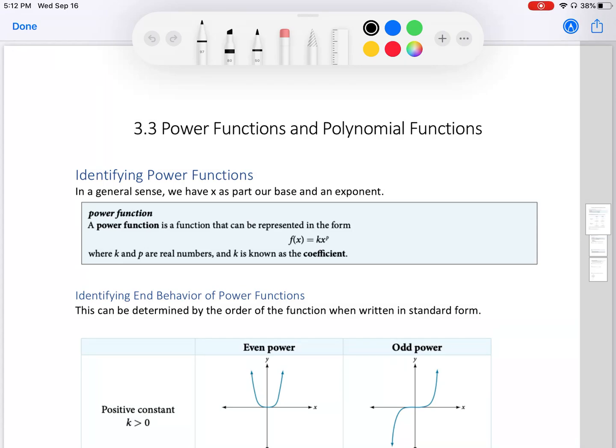Section 3.3, Power Functions and Polynomial Functions. We'll begin by identifying power functions. In a general sense, we have x as part of our base and an exponent. So like x squared, x to the third power, or a polynomial, or even something raised to a rational exponent. That would still be considered a power function.